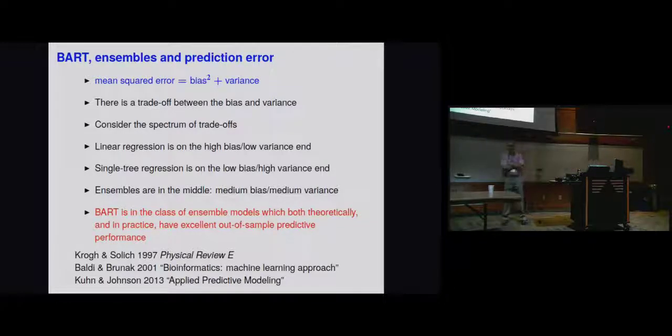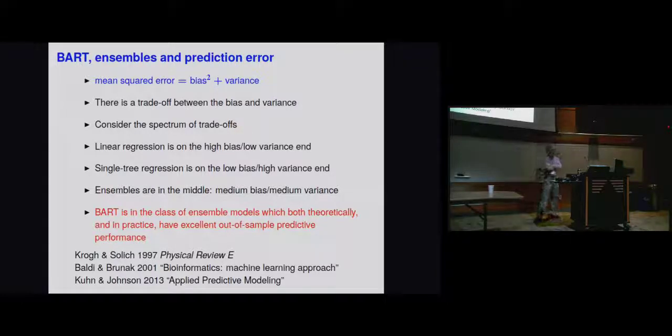Rob has told you how BART works, and when I started looking into this, I was wondering, why does BART work? So there's been some research on ensembles and prediction error. And prediction error is just the standard definition. Mean squared error is bias squared plus variance. And the game here is there's often a trade-off between the two. So consider the spectrum of trade-offs. Linear regression is on the high bias, low variance end. Single tree regression is on the low bias, high variance end. Totally opposite ends of the spectrum. And ensembles are in the middle, medium bias, medium variance.